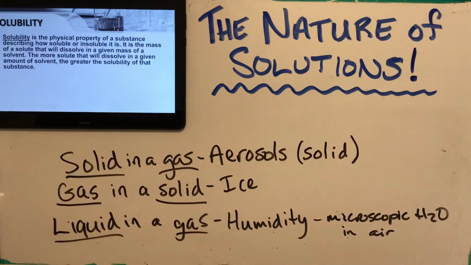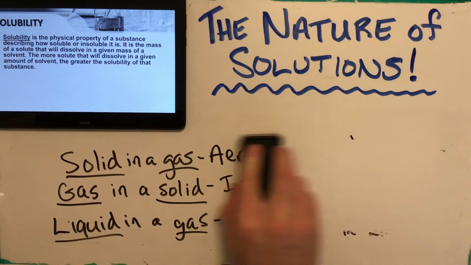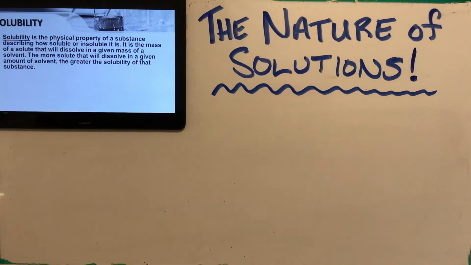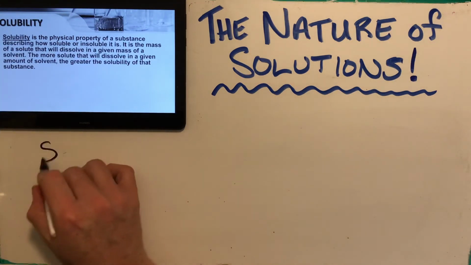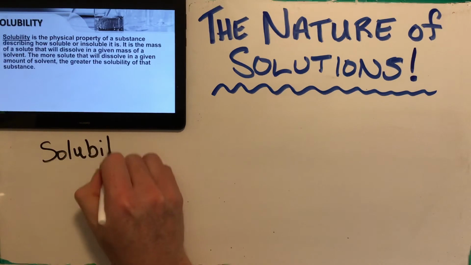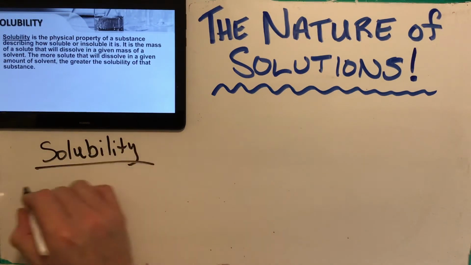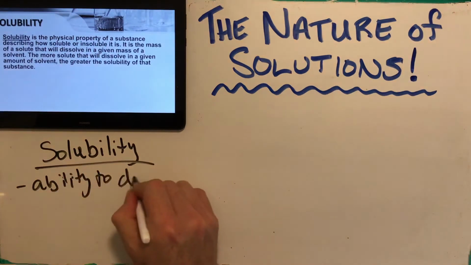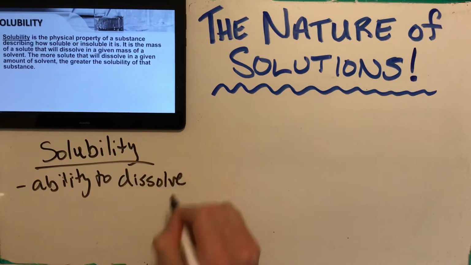Now, solubility. Solubility is the ability to dissolve. Something that is soluble can dissolve in something else. Solubility is the ability to dissolve in something else, right? And we can measure how well you dissolve in something else.